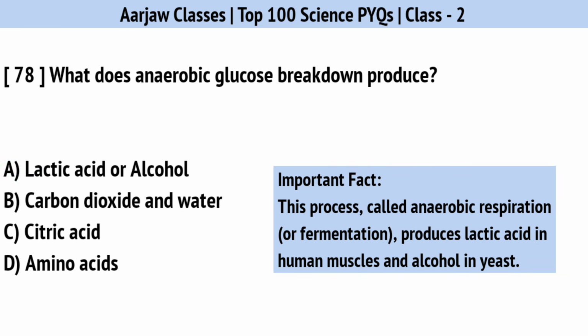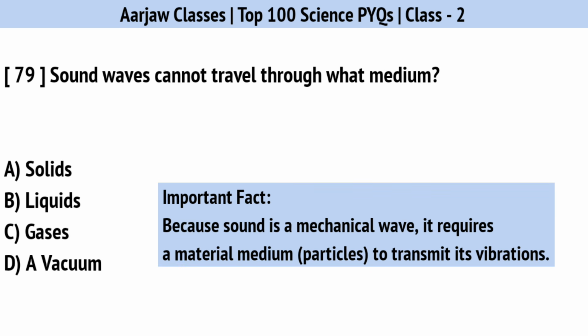What does anaerobic glucose breakdown produce? Right option is A. Lactic acid or alcohol. Sound waves cannot travel through what medium? Right option is D. A vacuum.